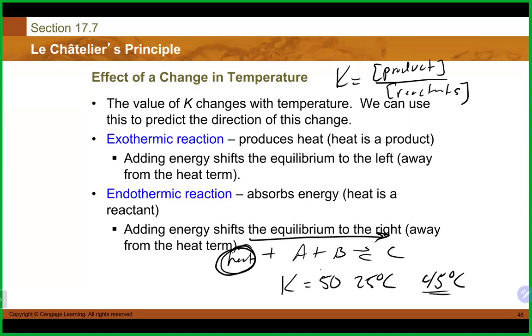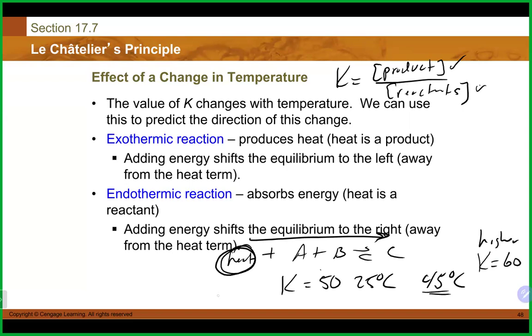That means that I actually will be making more products in this case, which means when I calculate my equilibrium constant at this higher temperature, my products are actually going to be a larger number than my reactants, and that's going to result in my K value being higher than 50. We'll go 60, for example. It's going to be higher in that case because I increased the temperature.